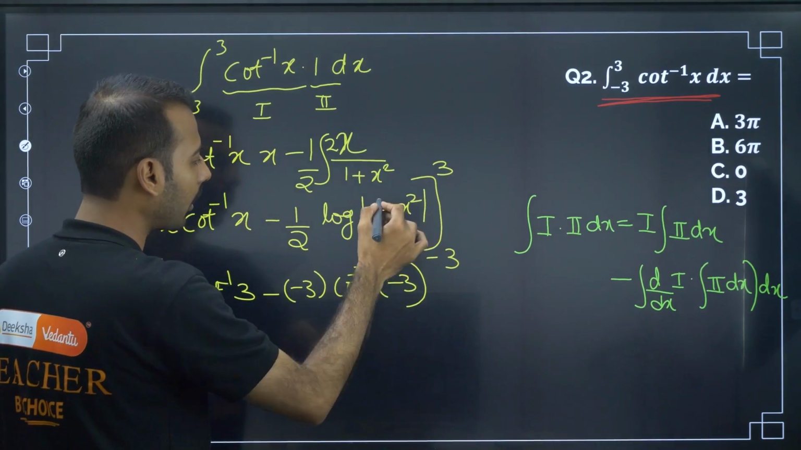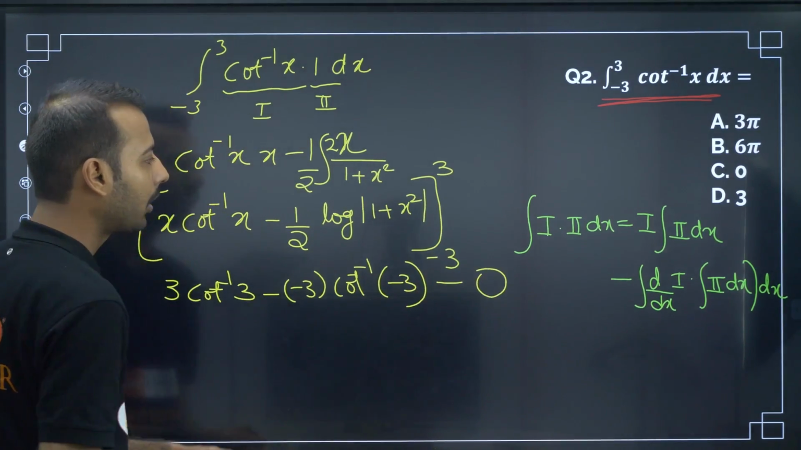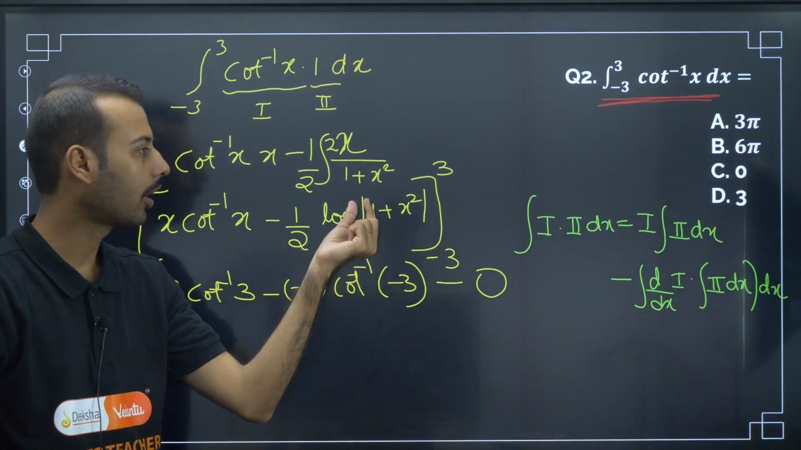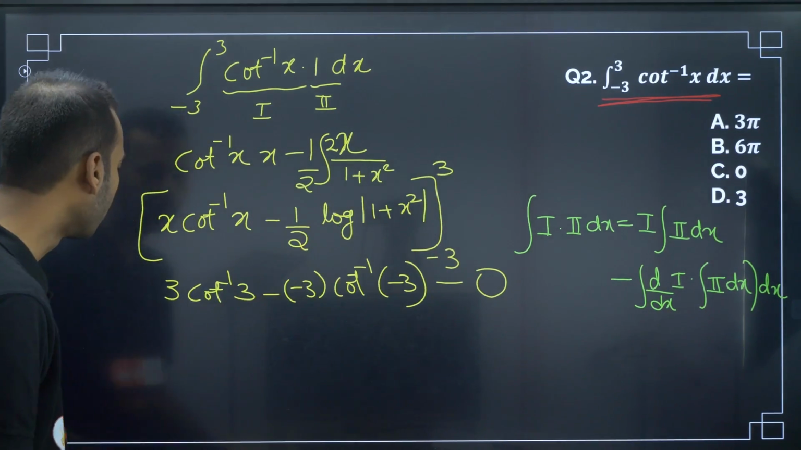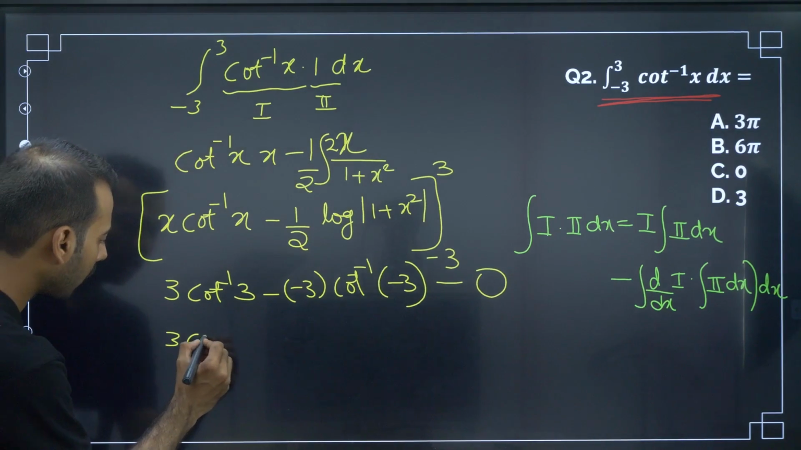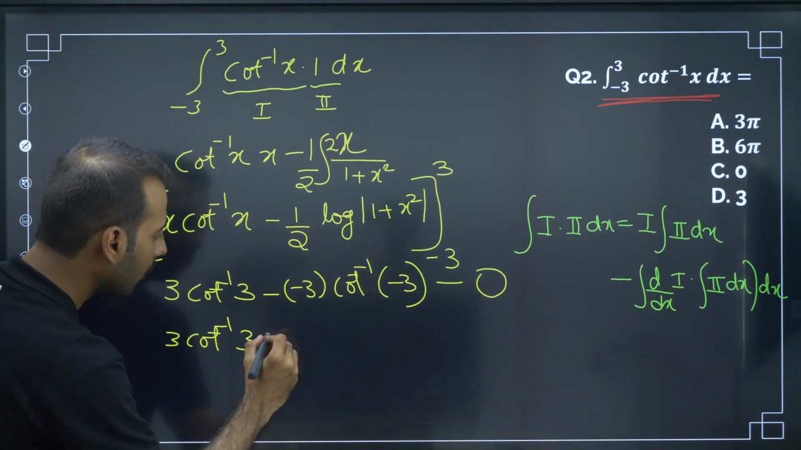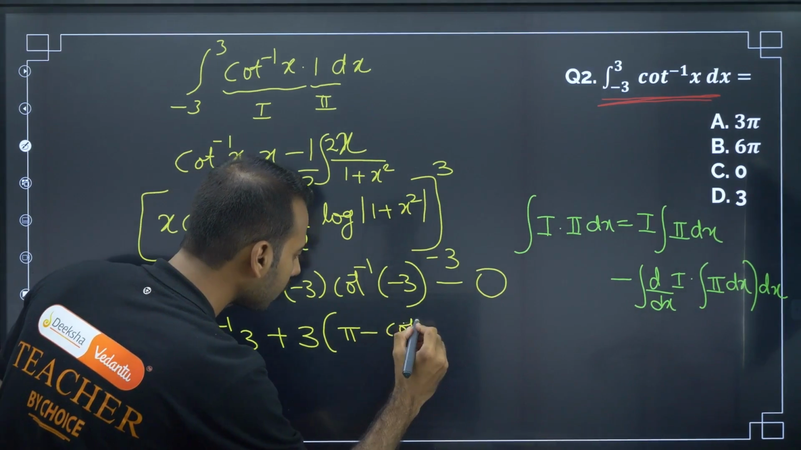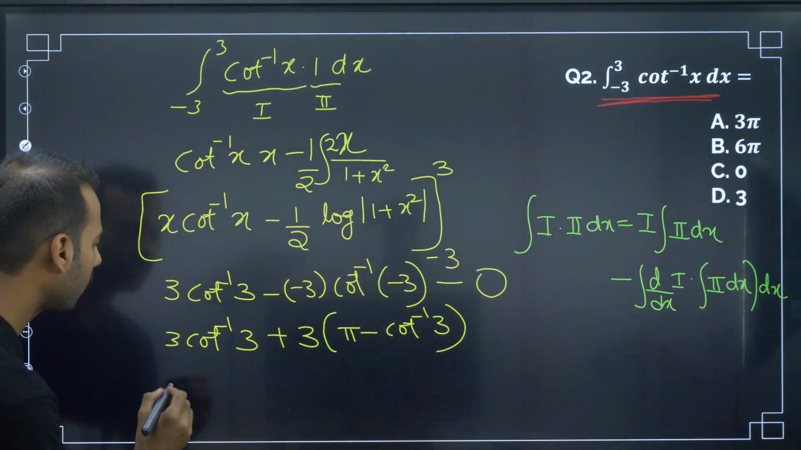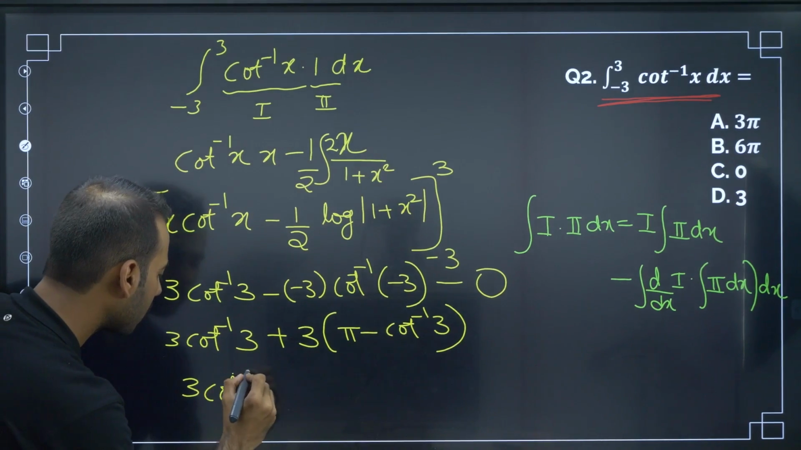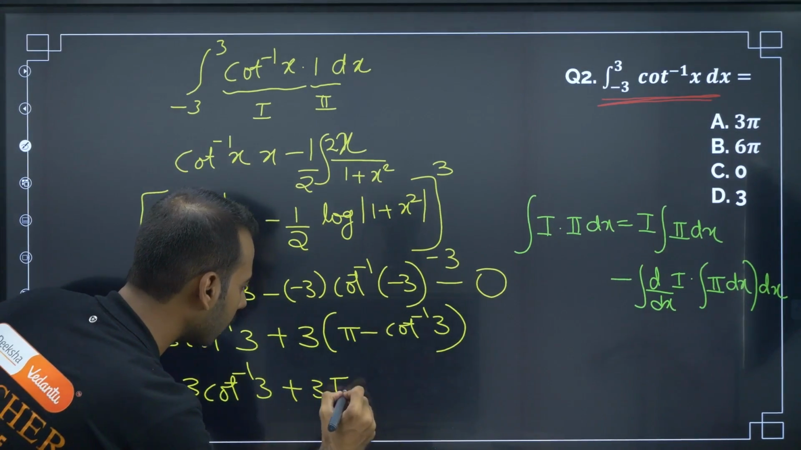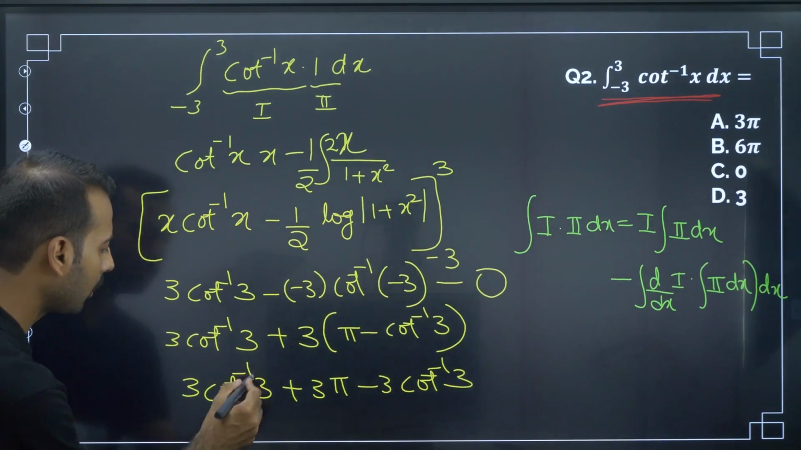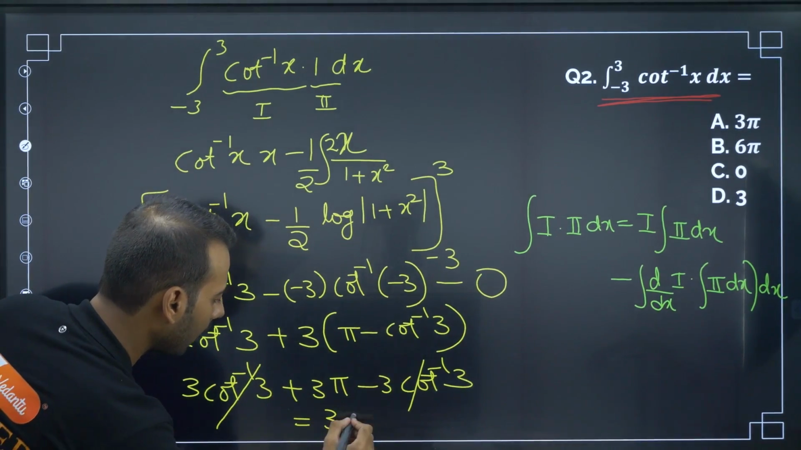So this term, if you place upper limit and lower limit, this is 0. If I place 3, log 10, minus lower limit, again log 10, log 10 minus log 10 is 0, so that's why I'm not writing. Next, here we are left with 3 cot inverse 3 minus 3 cot inverse of minus 3. Cot inverse of minus 3 can be written as pi minus cot inverse 3, so this is 3 cot inverse 3 plus 3 pi minus 3 cot inverse 3. So this positive 3 cot inverse 3 will get cancelled. Ultimately we are left with 3 pi.